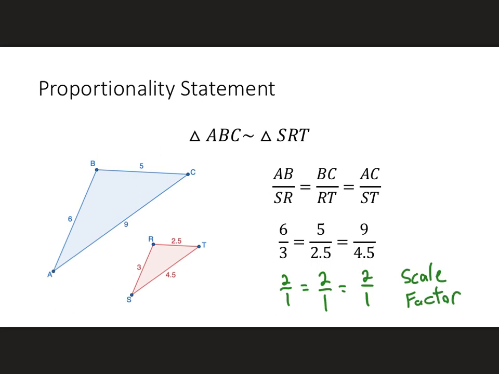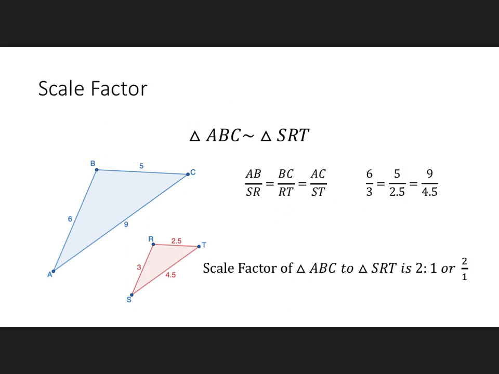And it is read like this: triangle ABC is similar to triangle SRT with a scale factor of 2 to 1. The scale factor can be written as either a ratio 2 to 1 or as a fraction 2 over 1. It is important when you're setting up your fractions that the first listed polygon be put on the top and the second listed polygon sides be listed on the bottom of the fractions. This will ensure that your scale factors will match up with the order of your similarity statement.